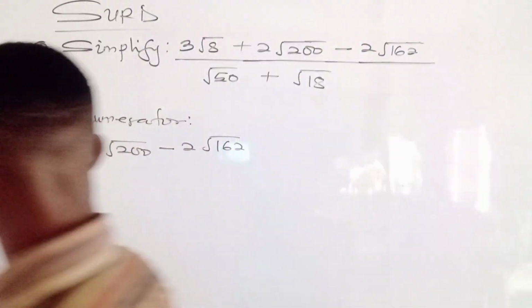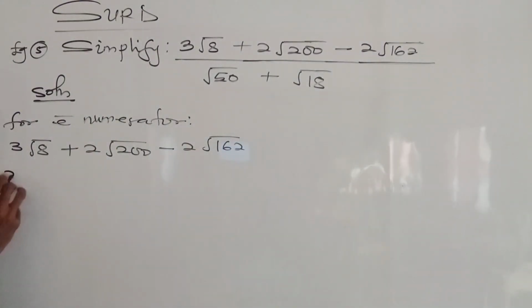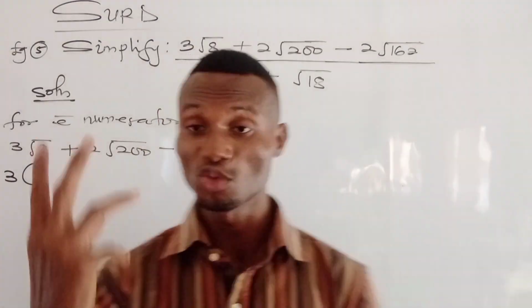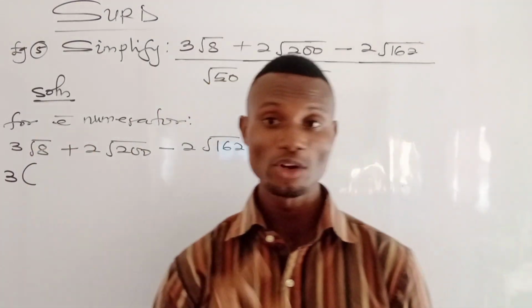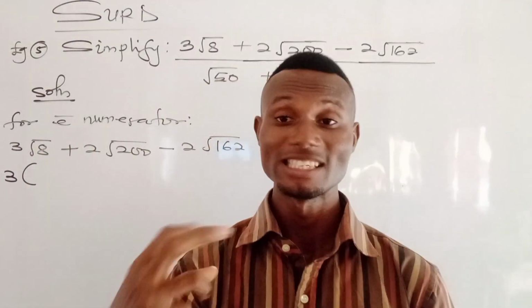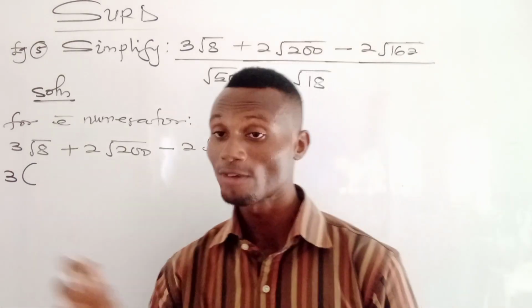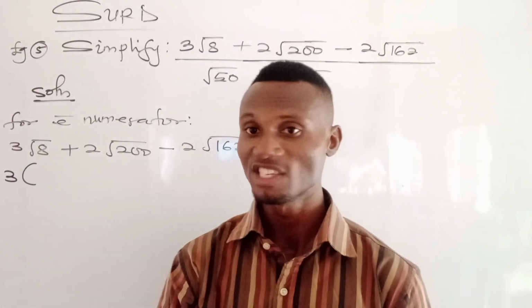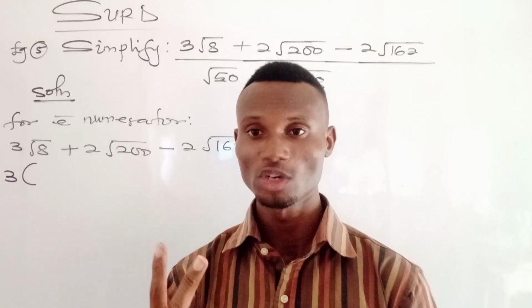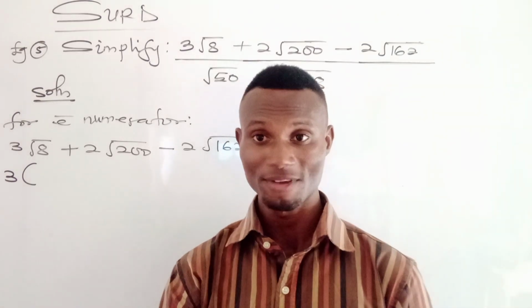So let's go ahead. I'll repeat the 3 which is here, times, you bring brackets because the 3 is multiplying the root 8, and that root 8 we need to simplify. Using the knowledge we've had on the simplification of SED, we look for 2 numbers that multiply to give back the 8, but one of those 2 numbers needs to be a perfect square.